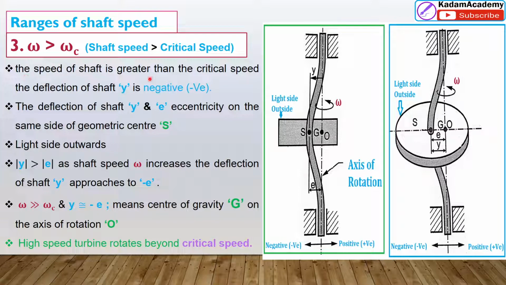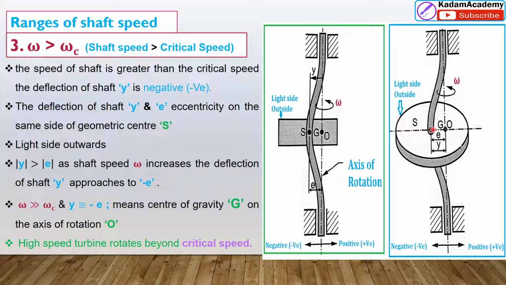The speed of the shaft is greater than the critical speed, and therefore, in that case, what will happen? The value of the deflection of the shaft becomes negative. In this speed range, deflection of shaft y and eccentricity e are both on the same side.